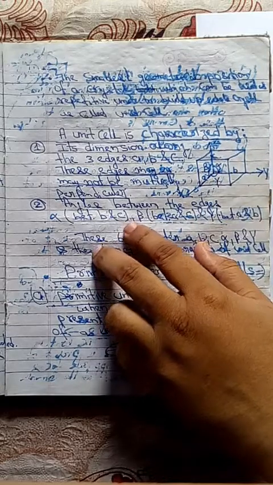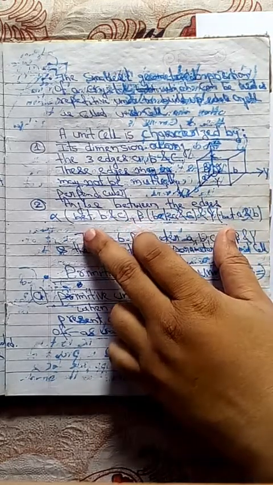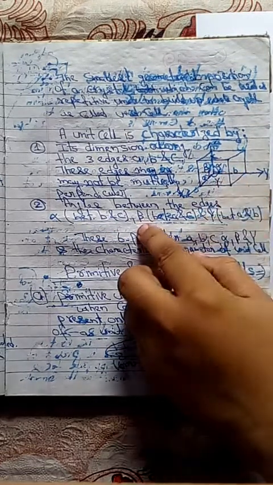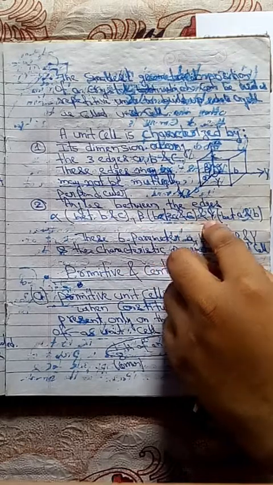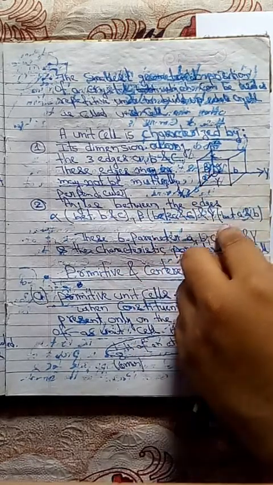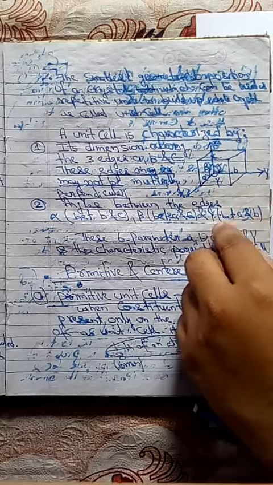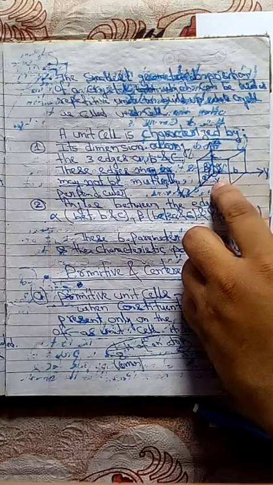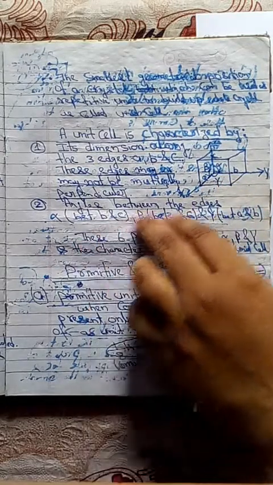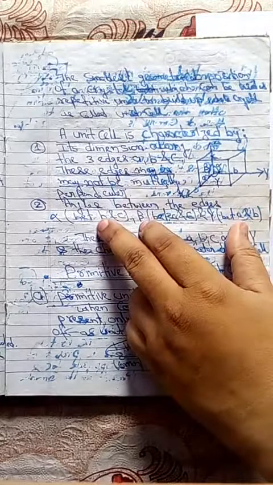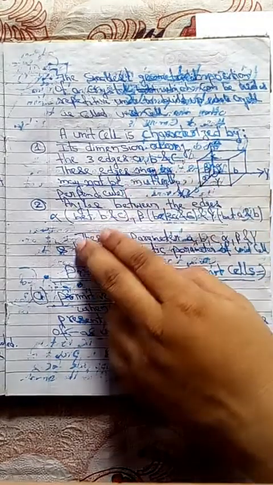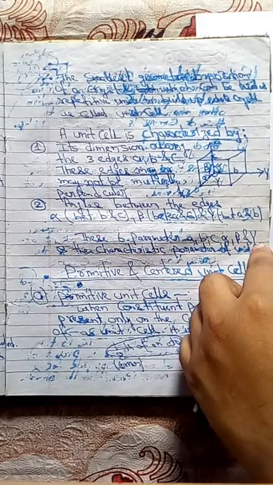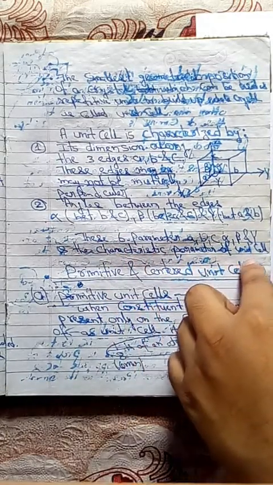Now the second one, the angles between the edges. The angle between b and c is alpha. Between a and c, the angle is beta. Between a and b, the angle is gamma. So any unit cell consists of three edges a, b and c and three angles alpha, beta and gamma. These six parameters a, b, c, alpha, beta and gamma are the characteristic parameters of a unit cell.